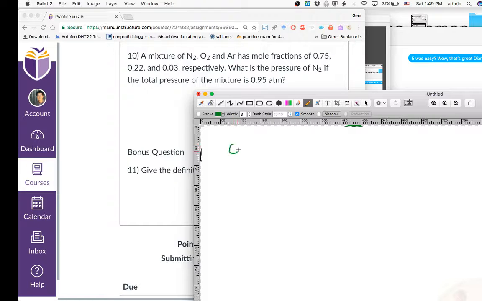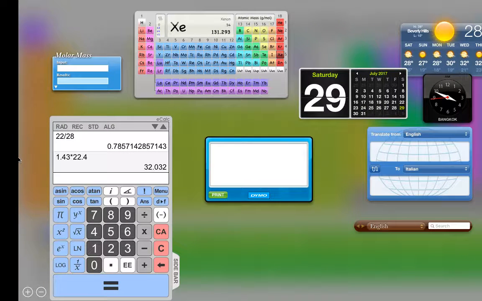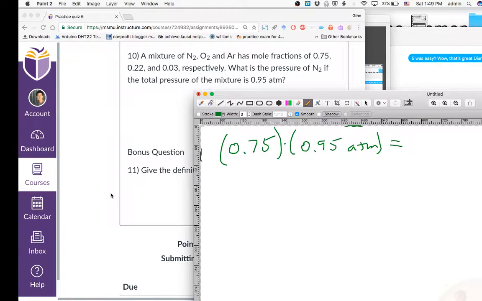So 0.75 of all of the pressure is nitrogen. So if the total pressure is 0.95 atmospheres, 75% of that means times 0.95 atmospheres. 0.75 times 0.95 is 0.71. So that's 0.71 atmospheres. That's the answer for the nitrogen. Okay? All right. That's how you do it.